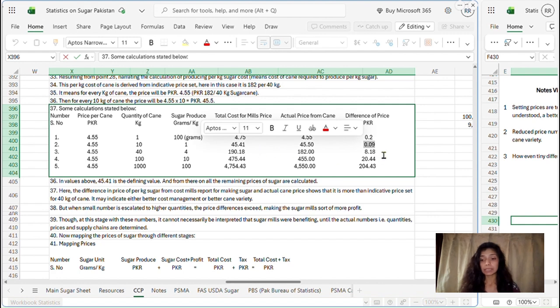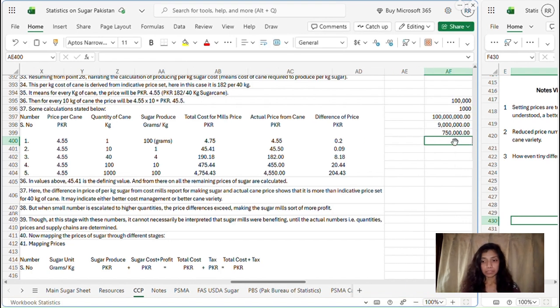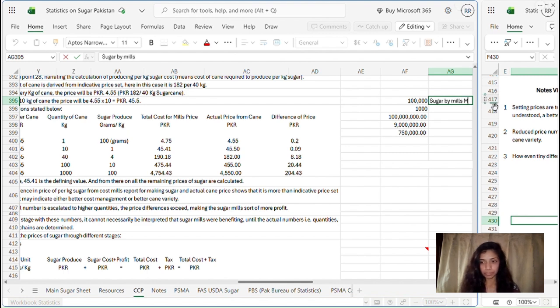That means they are producing 1 kg sugar from 10 kgs of cane costing them 9 paisas less. That means if you calculate this difference of 9 paisas less, how much they are saving by being efficient. Now I've just done some calculations here. Let's say per mill, this is the sugar produced by mills in metric tons, right?